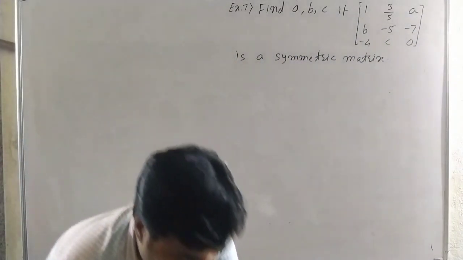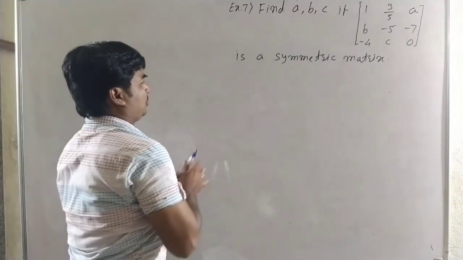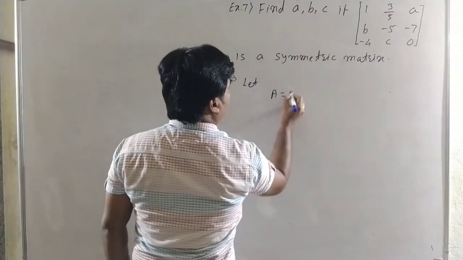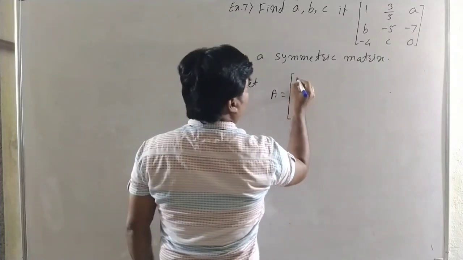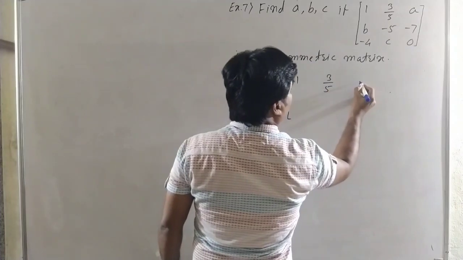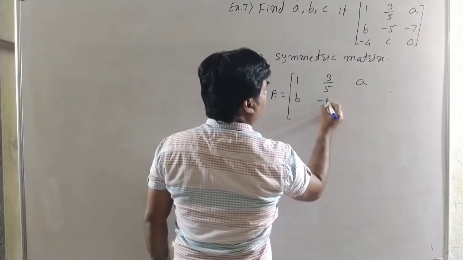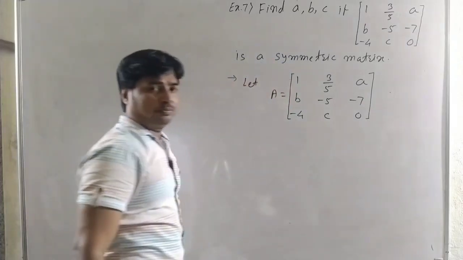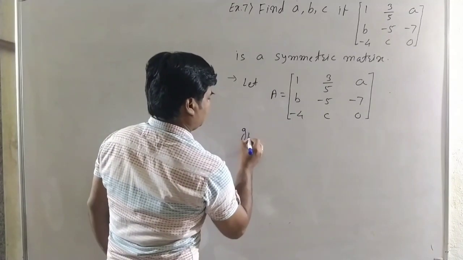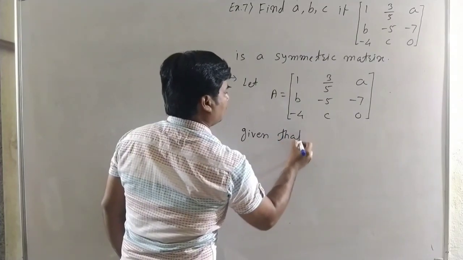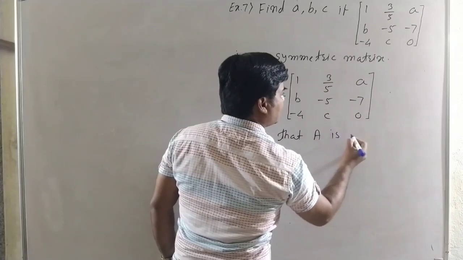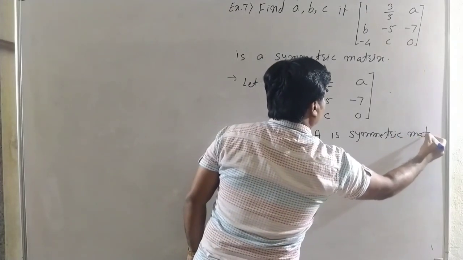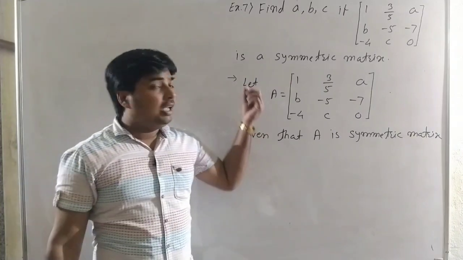Now see carefully. Here is the given matrix. Let it be A. The matrix A has first row 1, 3/5, A, second row B, -5, -7, and third row -4, C, 0. Given that A is a symmetric matrix.